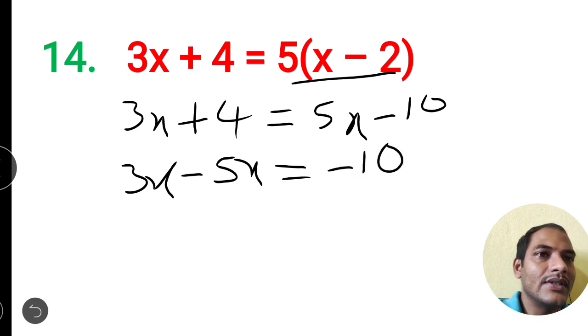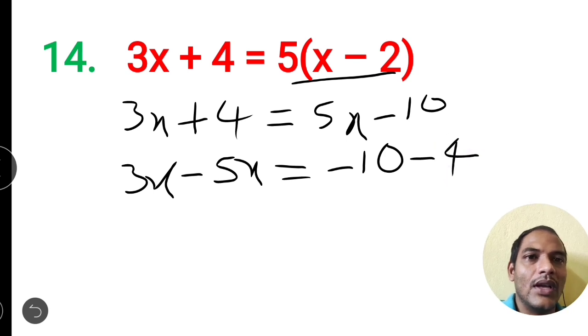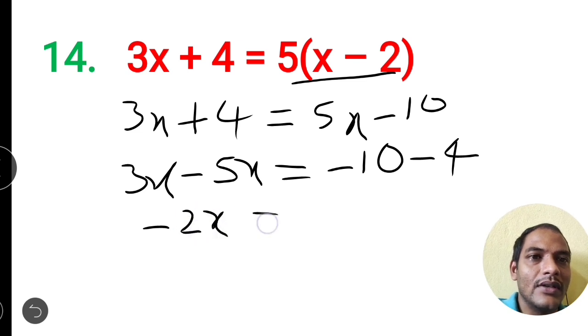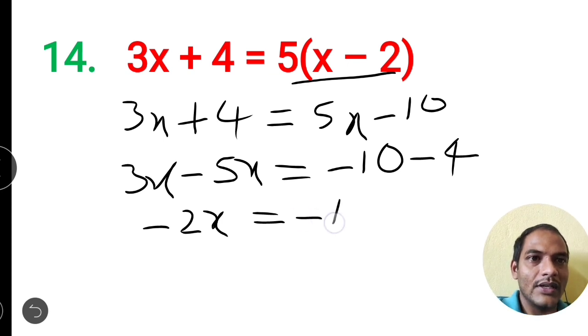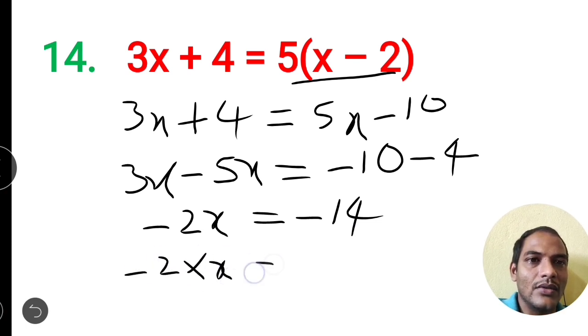Next, the left side constant number is plus 4, so transpose it to the RHS as minus 4. So 3x minus 5x. Just now I said 3 is a smaller number compared with 5, so you will get a negative answer. So minus 2x equals minus 10 minus 4, both are negative numbers. So minus 10 minus 4 is minus 14. Okay, so minus 2 into x is equals to minus 14.